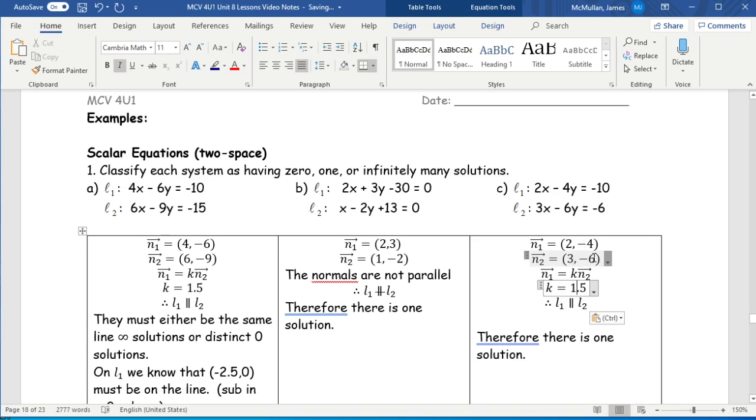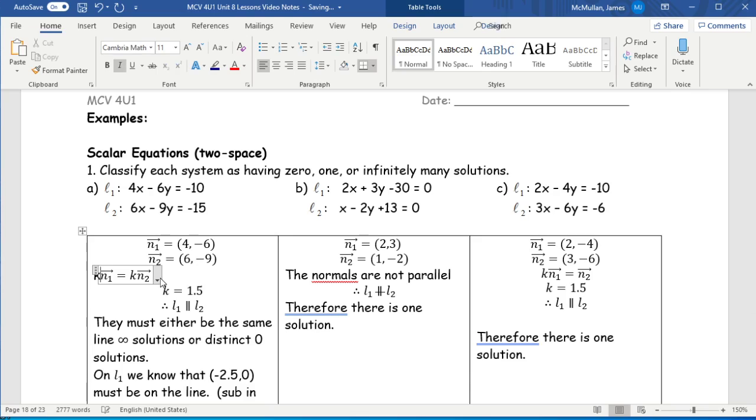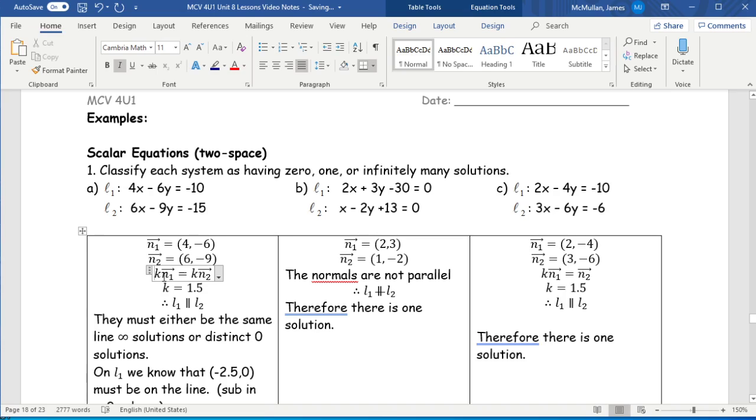So once again, if k is 1.5, sorry, I just realized there's a mistake here. The k should be on this side. This doesn't really matter, but just so that you're not confused when you look at this later. It's because it's k times the first vector is equal to the second vector, not the other way around. Still, all the same points are true, but I just want to make sure I do the right thing. Okay, so L1 and L2 are parallel.